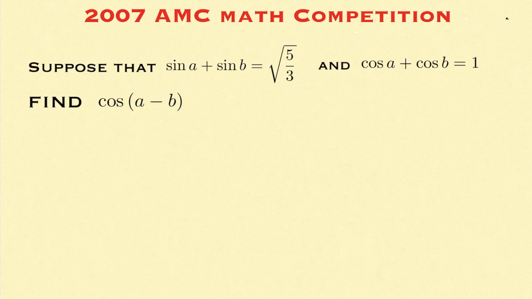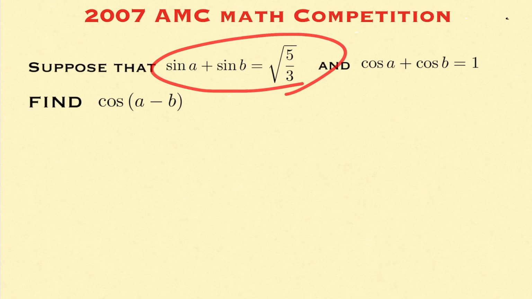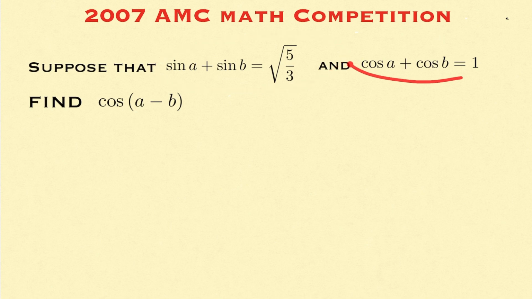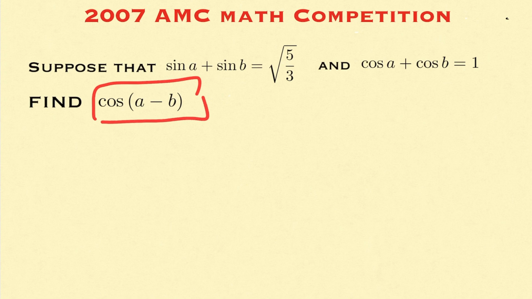So what's going on here is, the sine of A plus the sine of B is equal to the square root of 5/3, and likewise, the cos of A plus the cos of B is equal to 1. They want you to find the cos of A minus B.